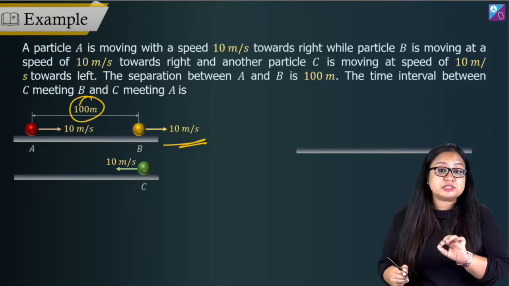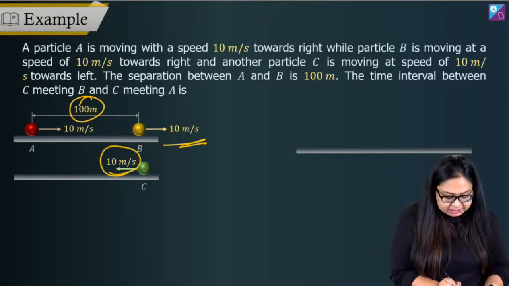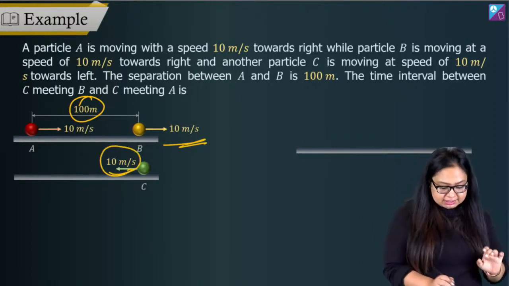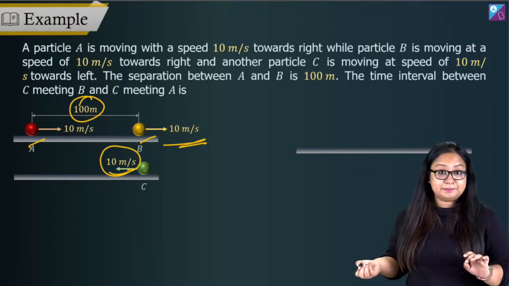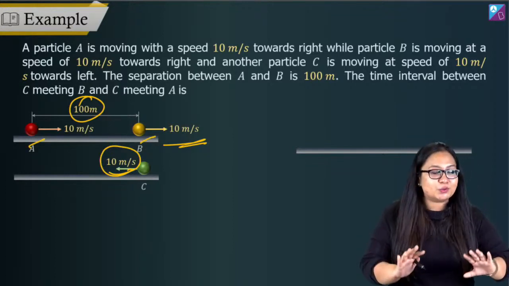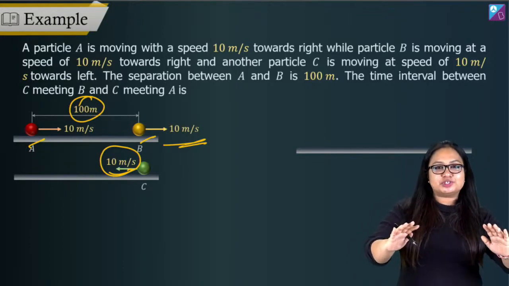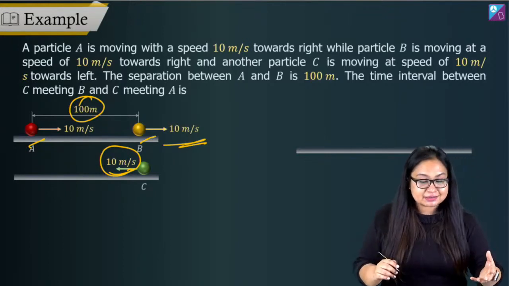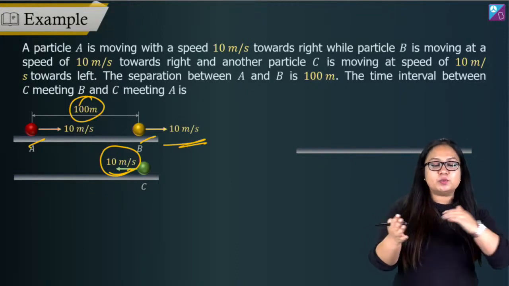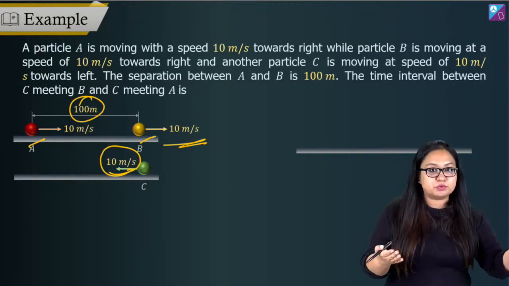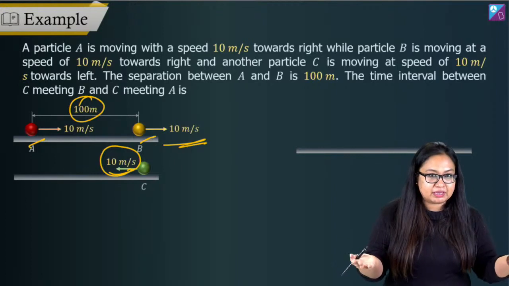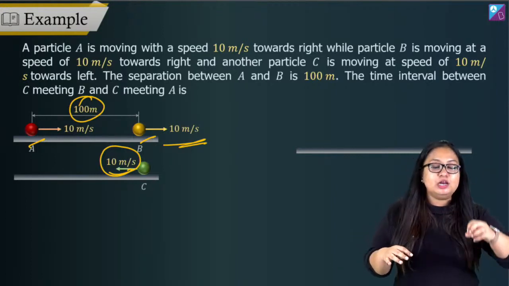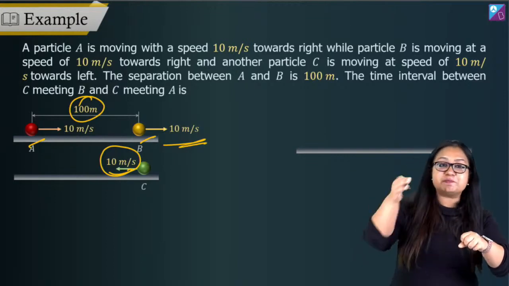Now the third object is moving in the opposite direction with 10 meter per second, and we have to find out the time between its crossing B and crossing A. So in relative motion, what we do is we stop one of the bodies. In relative motion, you will always find more than one particle moving. The basic funda here is to stop one of them and look at the motion of the other with respect to the first.